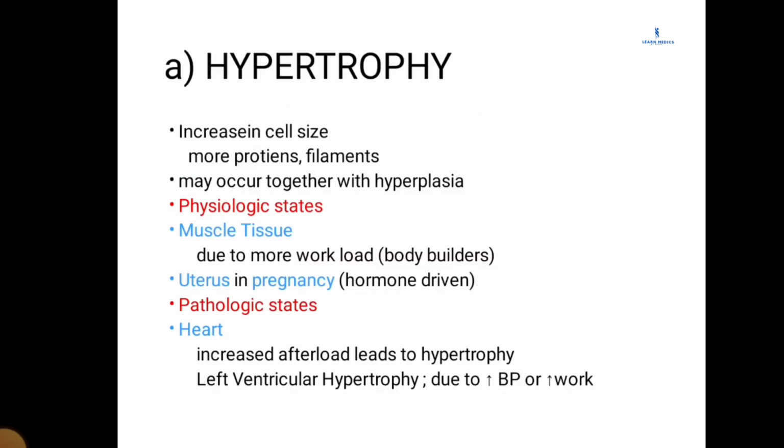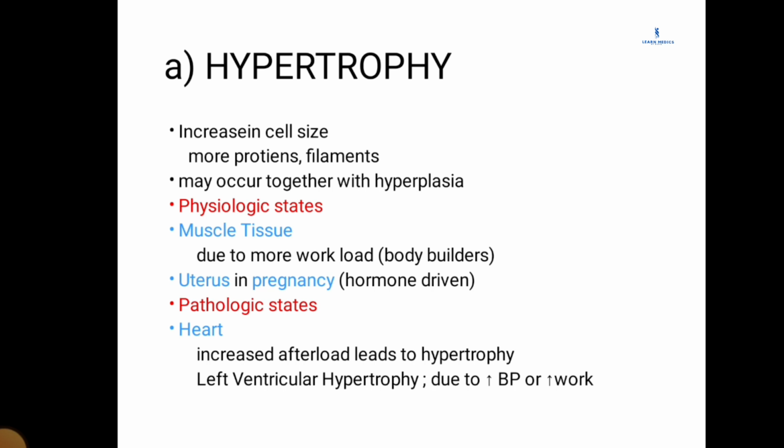First, we are going to deal with hypertrophy. As already mentioned, hypertrophy means an increase in cell size. It means that the cell has more proteins and filaments. It may occur with hyperplasia, and there are two types. As already mentioned, stresses may be of two types, so hypertrophy also occurs by two mechanisms, meaning in a physiological state or a pathological state.